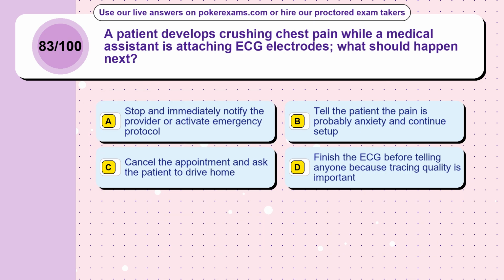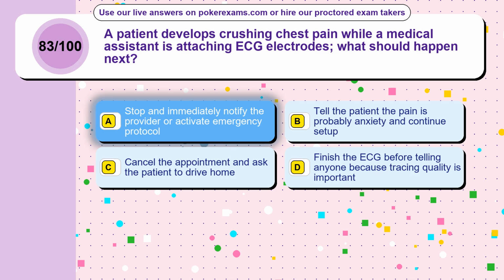Question 83. A patient develops crushing chest pain while a medical assistant is attaching ECG electrodes. What should happen next? Option A, stop and immediately notify the provider or activate emergency protocol. Option B, tell the patient the pain is probably anxiety and continue setup. Option C, cancel the appointment and ask the patient to drive home. Option D, finish the ECG before telling anyone because tracing quality is important.